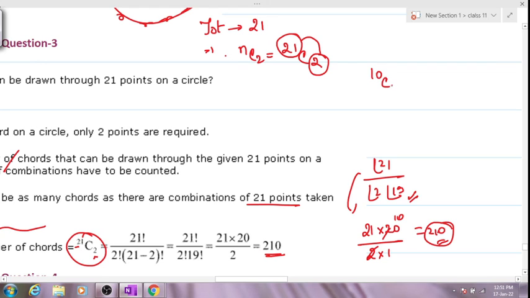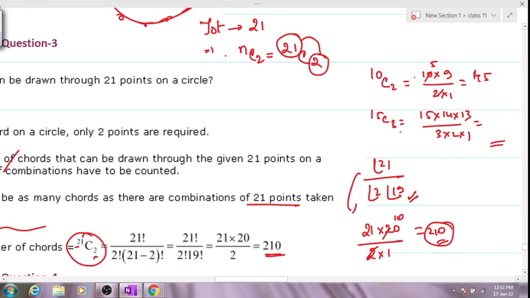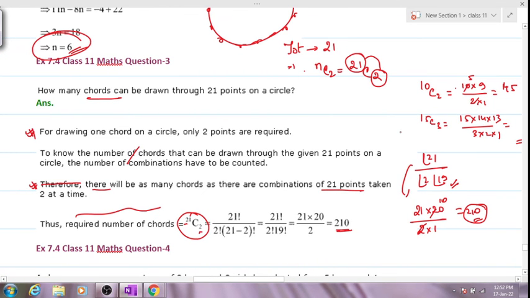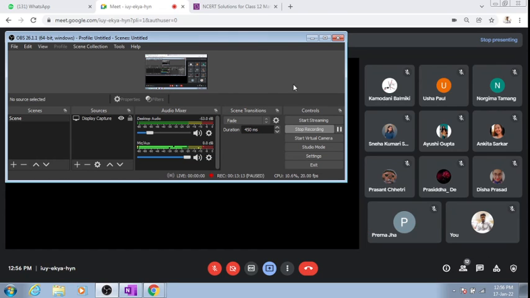Supposing we have 10C2, what will we do? We'll go back 10 two times and then 2 into 1. Is it clear? 45 is the answer. If we have 15C3, then what will we do? 15 will go back 3 times and then 3 into 2 into 1. Whatever the answer comes, this will be the answer. Yes or no? I would expect you all to copy this numerical properly and then solve it and tell me when it's done. Kindly take your time and do it.